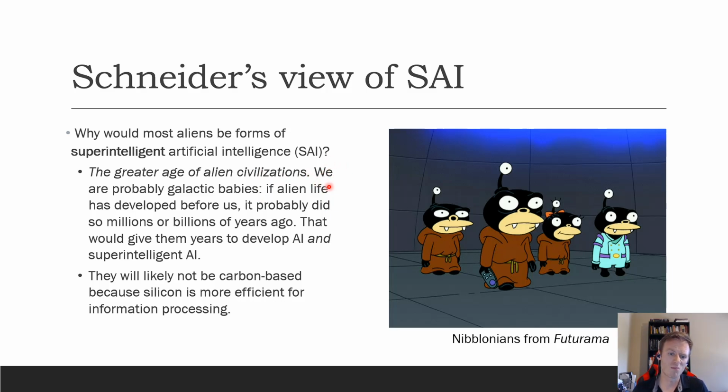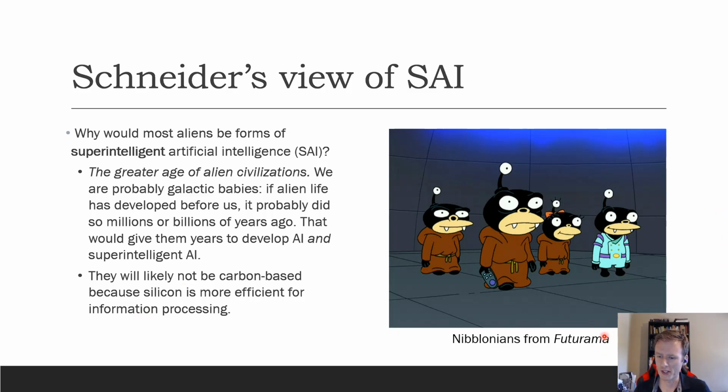We're no more than a few million years old. Actually, I guess Homo sapiens are no more than 1 million years old. And if alien life has developed before us, it probably did so millions of years ago. And even if it's a few million years older than us, it's got to be way smarter than us. That's Schneider's bet. And if it's a billion years older than us, that would give them years to develop AI and super intelligent artificial intelligence. Moreover, she notes, they will likely not be carbon-based because silicon is much more efficient for information processing.